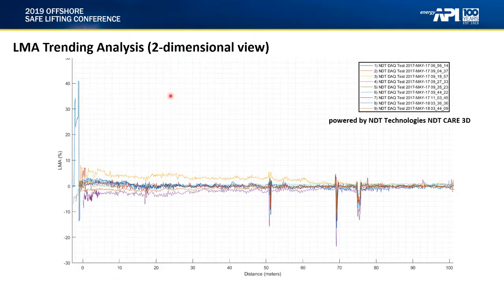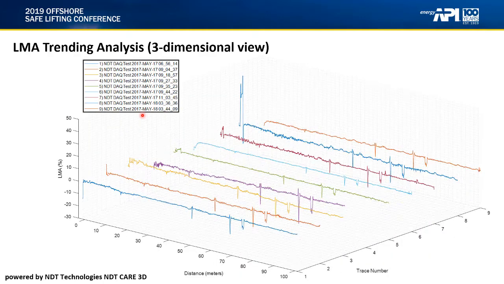This particular rope was analyzed using 9 different tests. We took this data to demonstrate a new add-on tool for our NDT Care software, which is our 3D version, or trending analysis. So here all 9 runs are shown, first for the LMA signal, and we're showing you a front-on or 2-dimensional view. You can also see this as a 3-dimensional view of the same inspection.